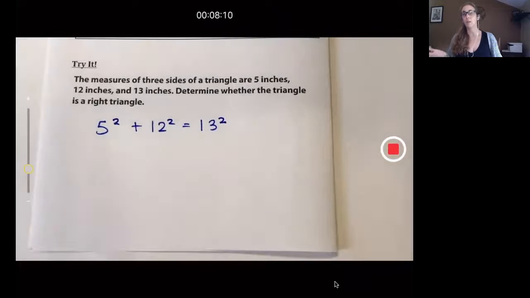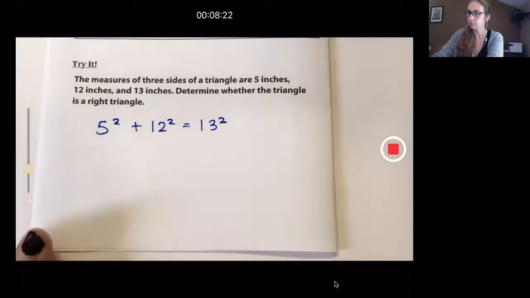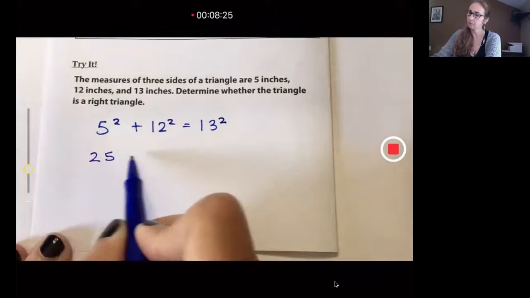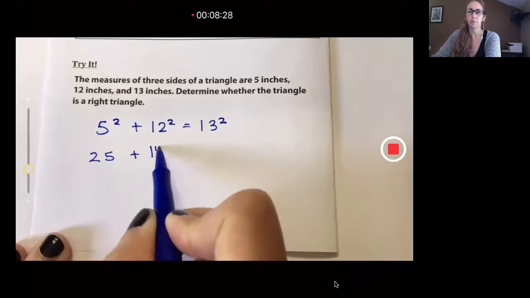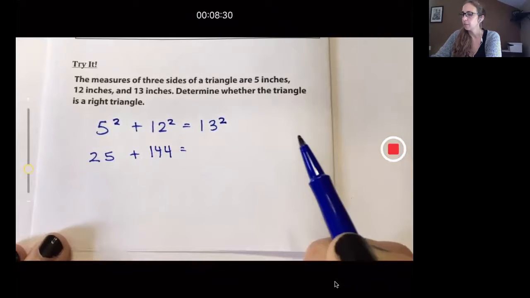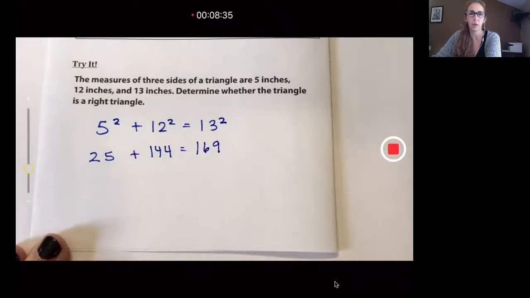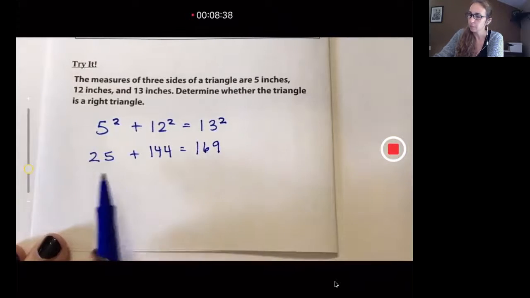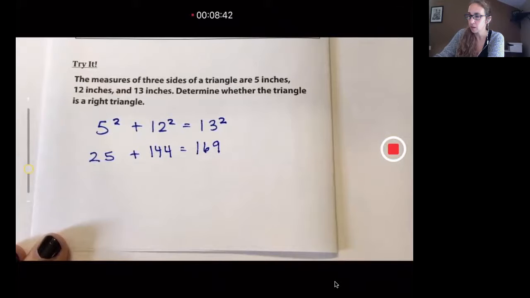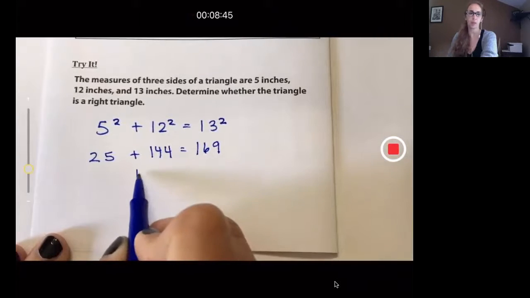And here we go. If you need to use your calculator, you probably know the 5 and the 12, but maybe not the 13. So 5 squared, 12 squared, and 13 squared. From here, what is the sum of the legs? 25 and 144. That is 169. So this is a yes. It is a right triangle.